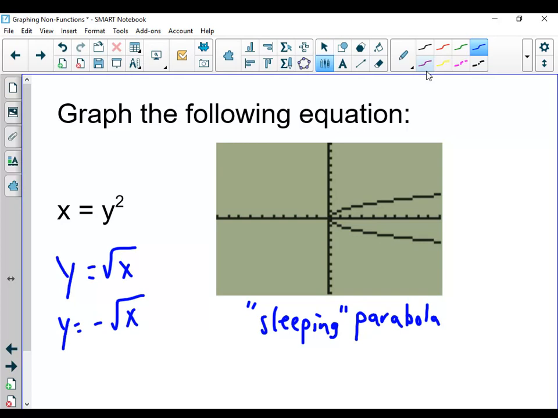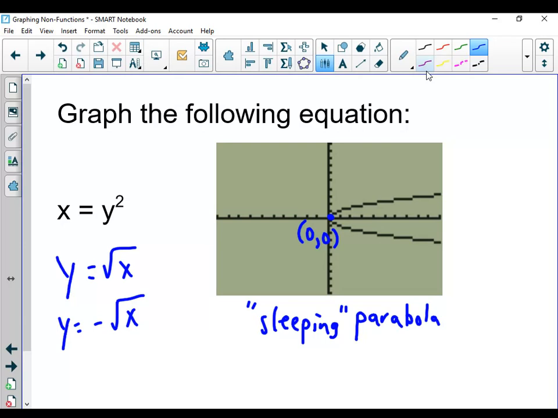Well, what might be some key points for our sleeping parabola? The origin, because it's our vertex. All right, so just like a regular parabola, our locator point's still the vertex and it's still right now at 0, 0. What might be some other things we look at? The y-intercept might be important. In this case, it happens to be at that same point, right?